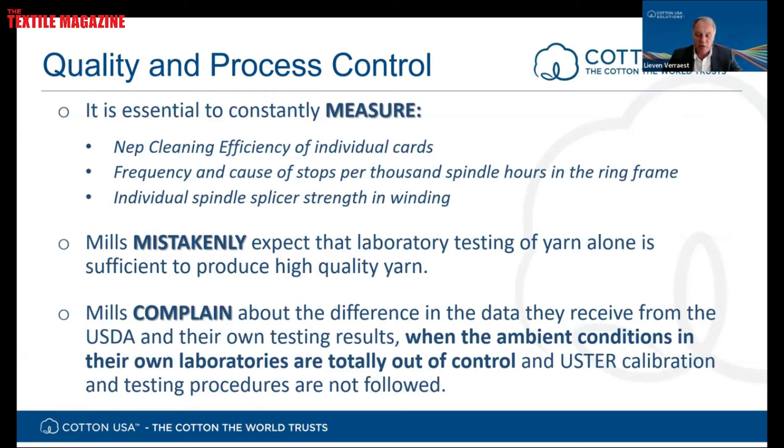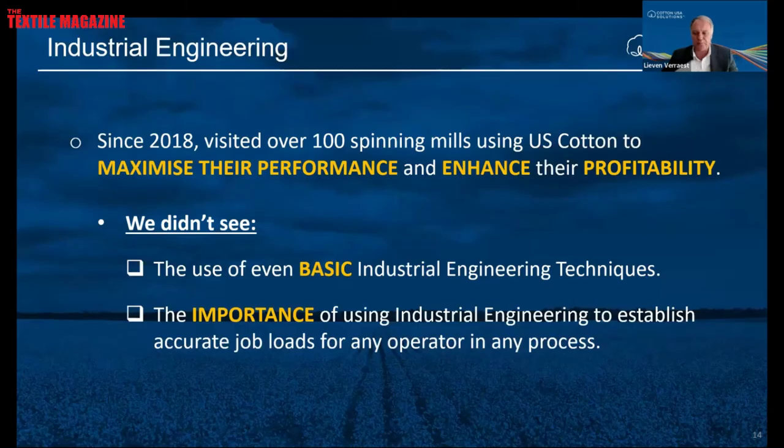We at CCI are convinced that the mills that do not monitor the individual spindle splicer strength in the winding, mills that complain to us about the difference in the data they receive from the USDA and their own testing results, when you don't have the correct ambient conditions in your laboratory, then you might not be exactly knowing what you are doing. So quality and the process control in every stage, even in the laboratory, we think this is extremely, extremely important to finally also have a good productivity and a good profitability in your mill.